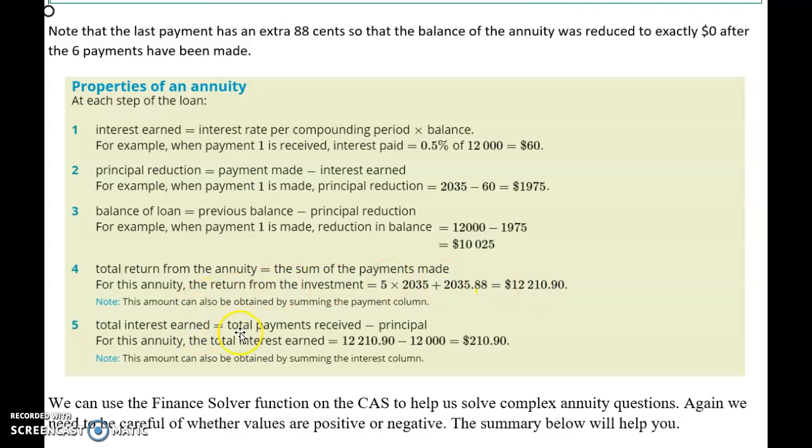To work out your total interest, you've got to do your total payments, which is the $12,210.90 from before, minus your investment of $12,000. You can see that he earned $210.90. Okay, so that's how you use an amortization table to do annuities.